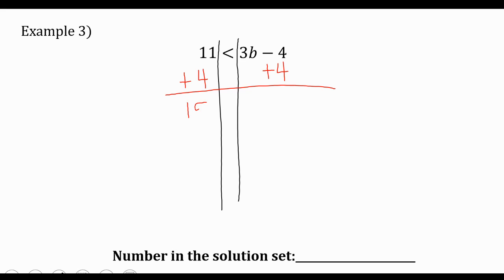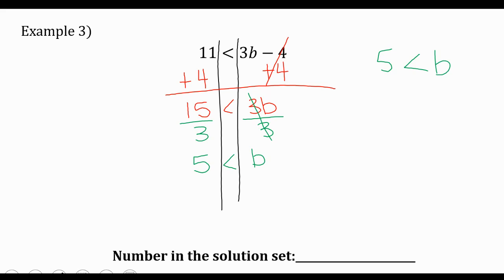So we get 15 over here is less than. Those cancel out. And then we have 3b. Okay, last step here. Divide by 3 on both sides. So we get 5. We get b. Because those cancel out, we did not divide by a negative, so we're going to keep that inequality the same. So we have 5 is less than b.